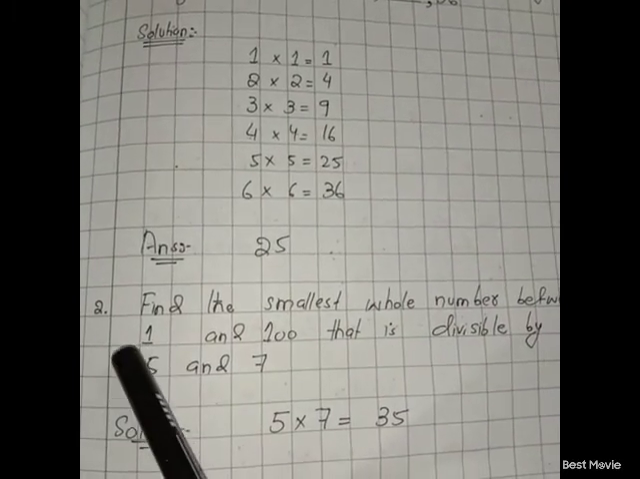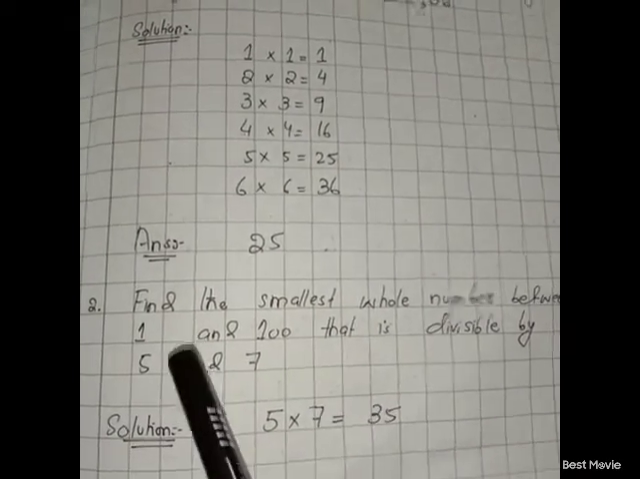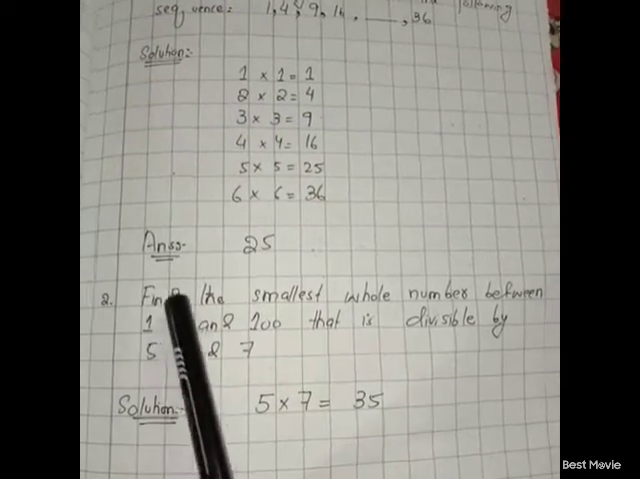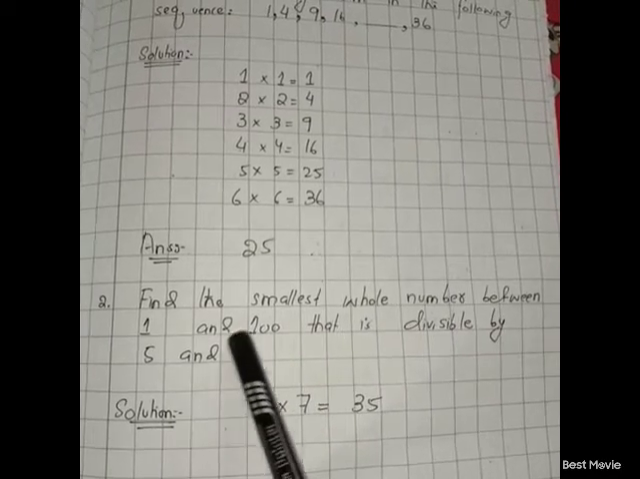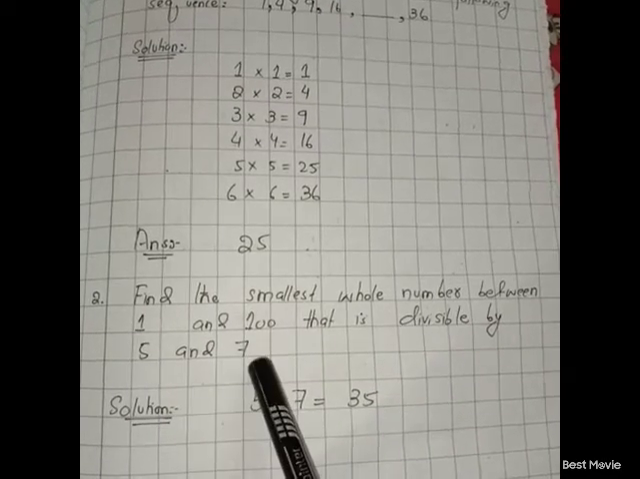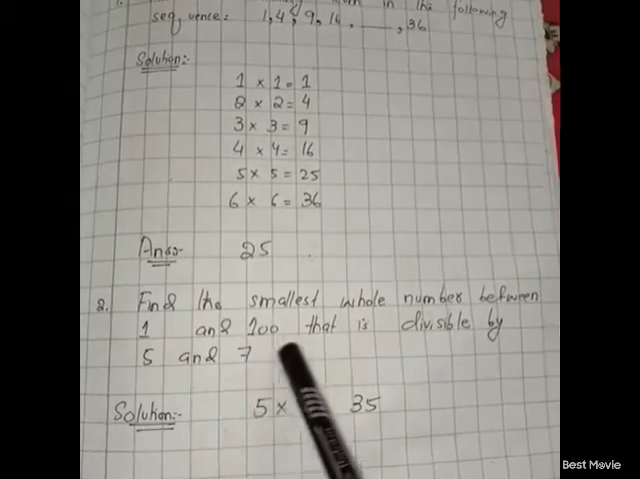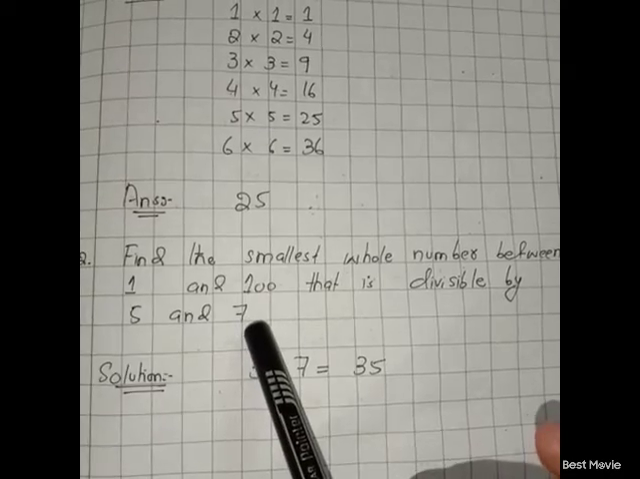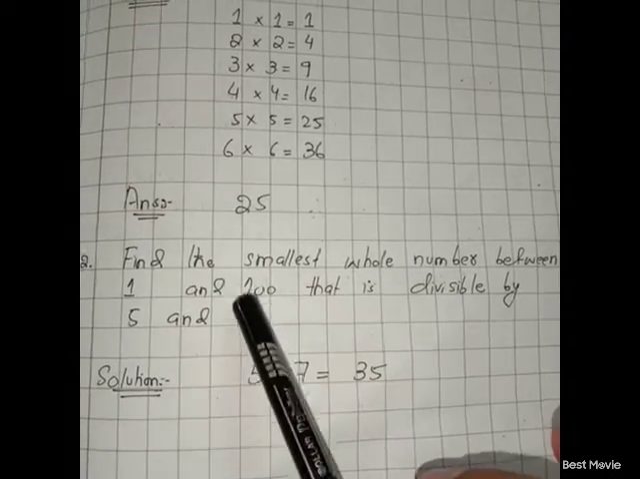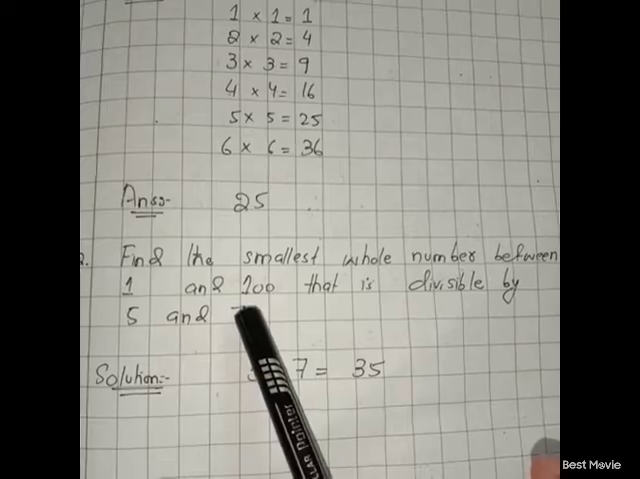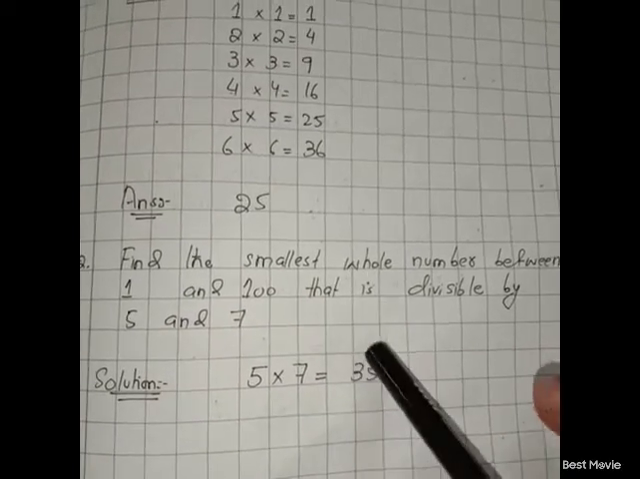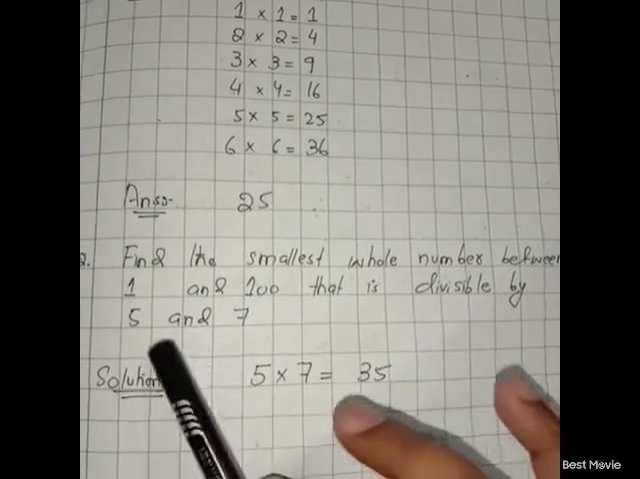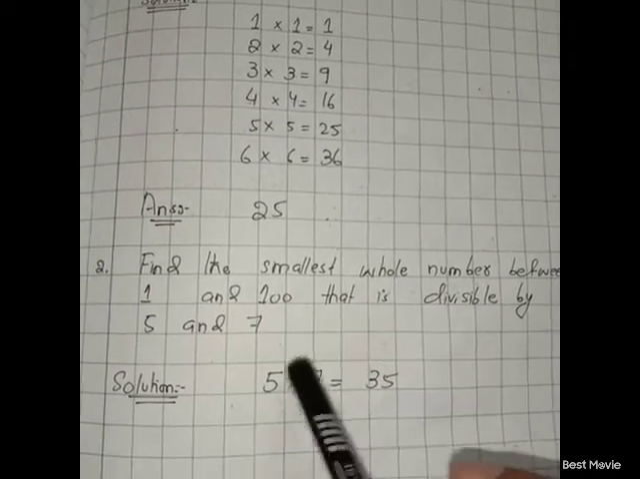Now we have to do question number 2. Find the smallest whole number between 1 and 100 that is divisible by 5 and 7. This is a very easy question. We just have to multiply 5 with 7. The answer will be 35. So 35 is the smallest possible number that is divisible by 5 as well as by 7. So this is our answer.